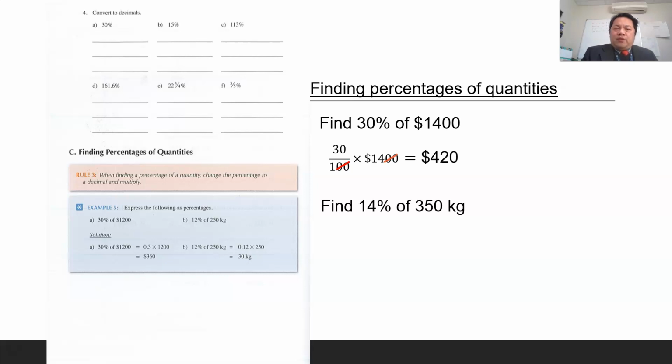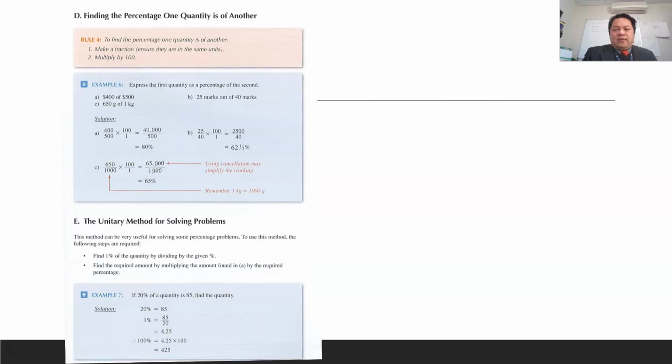What about 14% of 350 kg? Same thing, 14% is 14 out of 100 times 350 kg. Again, you simplify, divide by 10. That's how I get the number. So 14 times 35 is 490 over 10 kg. Again, you simplify by dividing by 10, you get 49 kg as the answer.